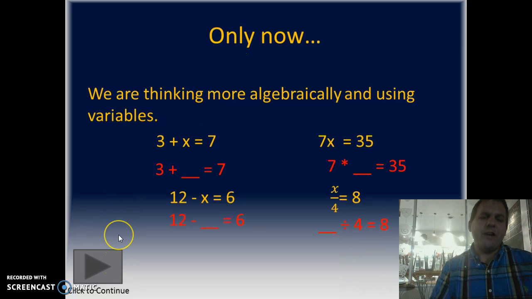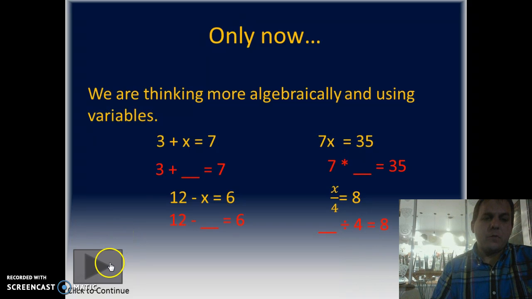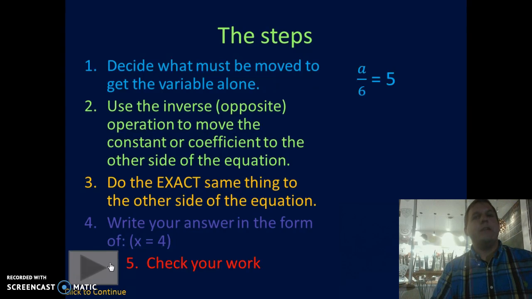So now that you have an idea and know a little bit about how to do this, we're going to talk a little bit more in depth. First thing you do is you look at your variable, you look at your equation, a divided by 6 equals 5. And you decide what has to be moved to get the a alone, get our variable alone. That's the big deal. The point is to get the variable alone on one side of the equation. In this case, we have to move the 6.